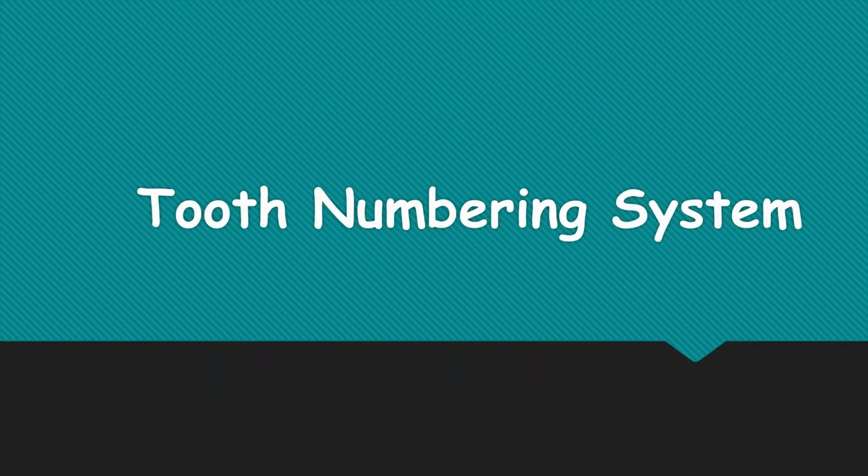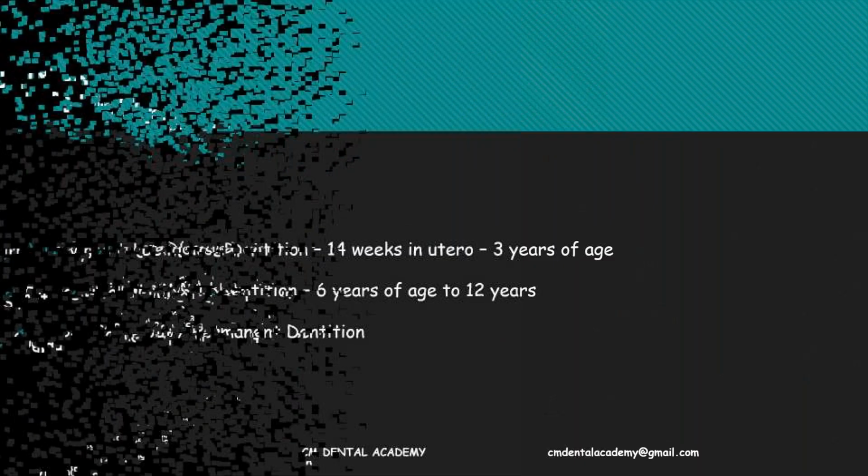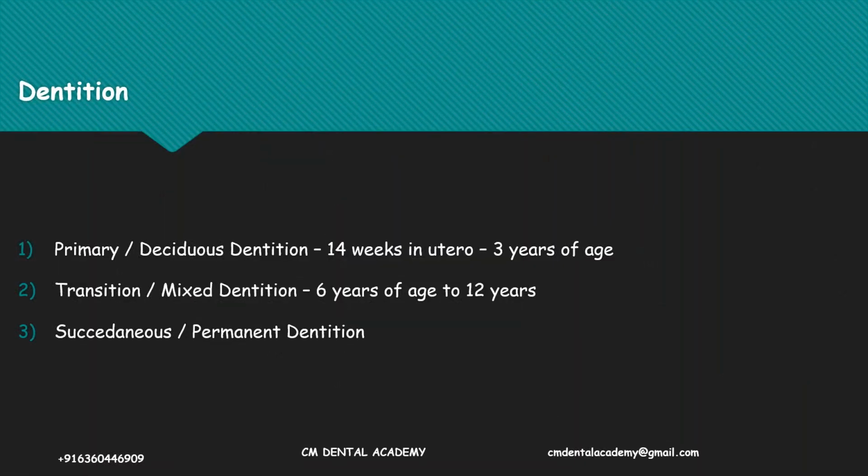In today's class, we'll be discussing the tooth numbering system. Humans have two sets of teeth in their lifetime. The first set of teeth to be seen in the mouth is the primary or the deciduous dentition, which begins to form prenatally, approximately around the 14th week of intrauterine life, and is completed postnatally at approximately 3 years of age.